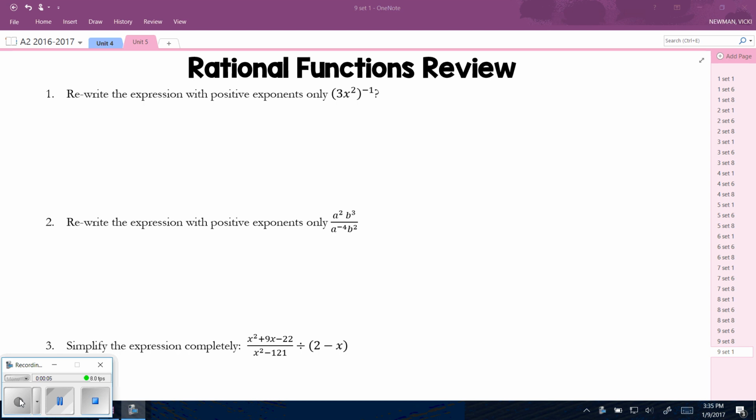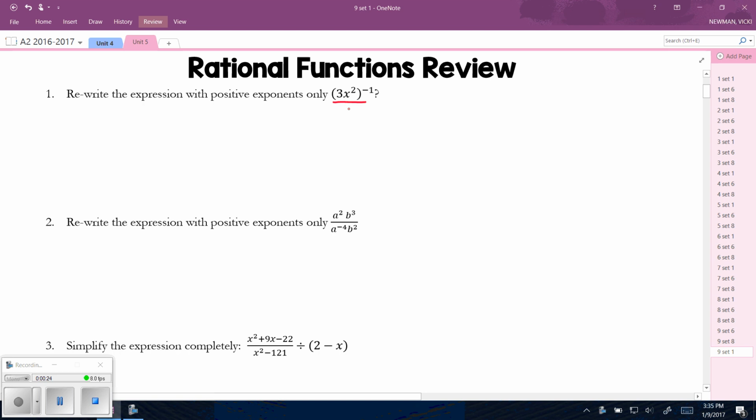Rational functions review. All right, rewriting expressions with positive exponents only. Negative exponents mean that whatever is attached to it is in the wrong location. So if it's in the top of a fraction, you put it on the bottom. If it's the bottom of a fraction, then you put it on the top.